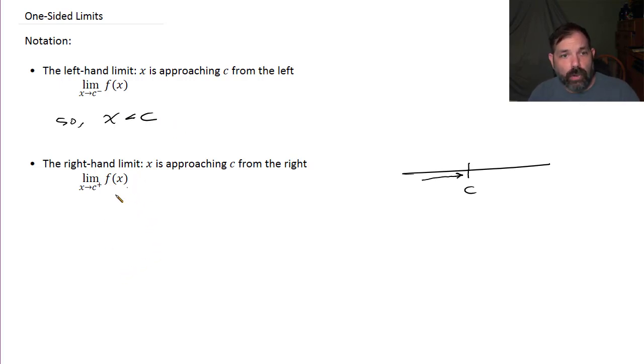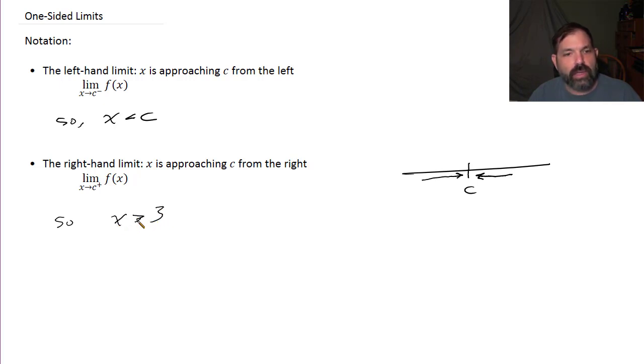If we're approaching from the right, so the right-hand limit, the notation is limit x approaches c, and we put a little positive in the superscript on the c. So, all right, so now if we're approaching c from the right on our number line, that means that our x values that we're thinking about are greater than c.